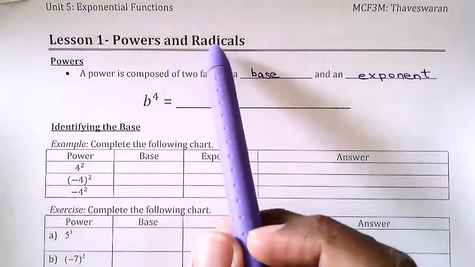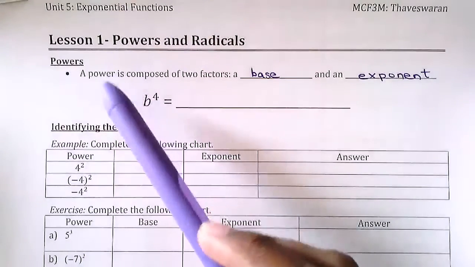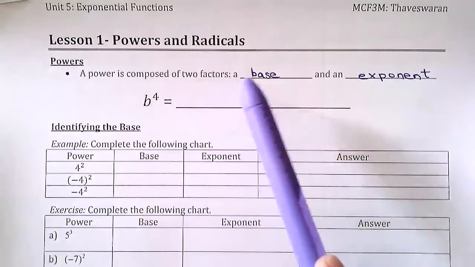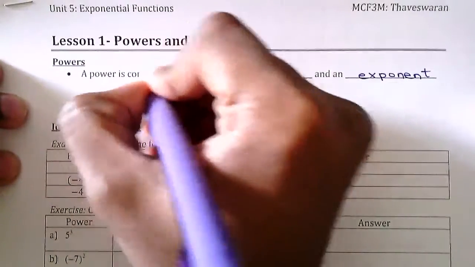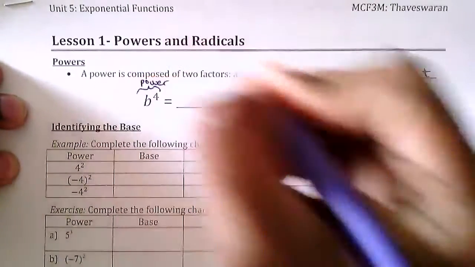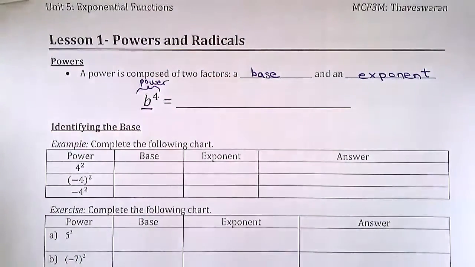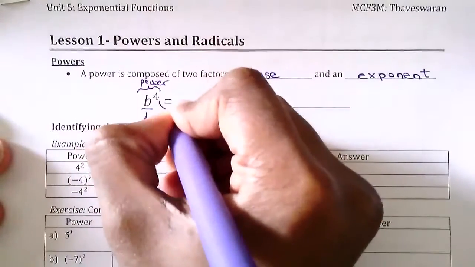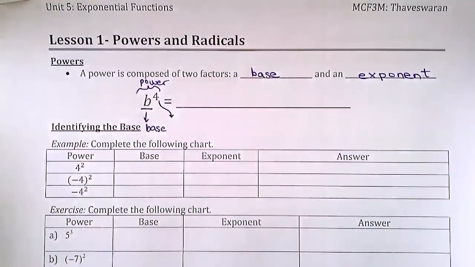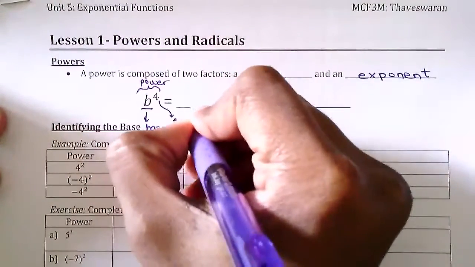So lesson 1, power and radicals. Again, we're just trying to review a lot of the things from before. So a power is composed of 2 factors, a base and an exponent. So b to the power of 4 here is an example of a power. Usually the larger entity represents the base, and the smaller entity, or the superscript, represents the exponent.